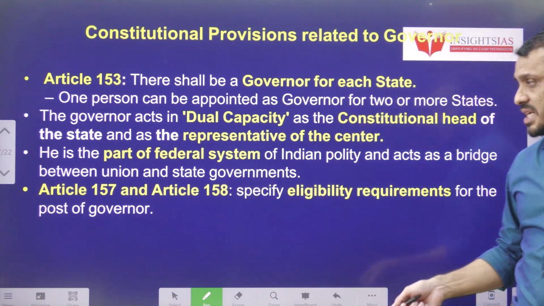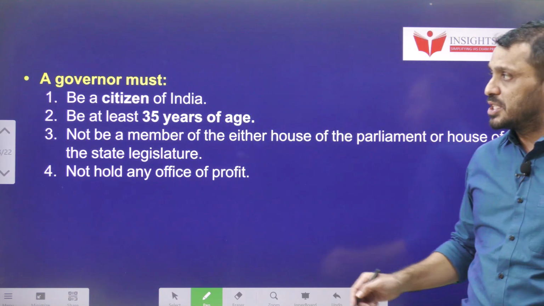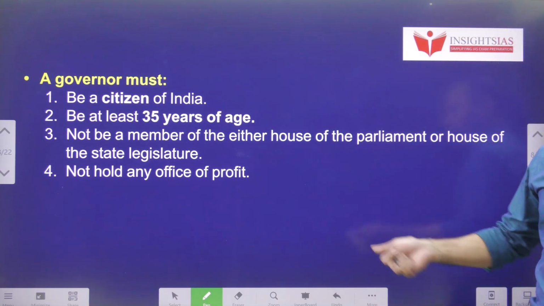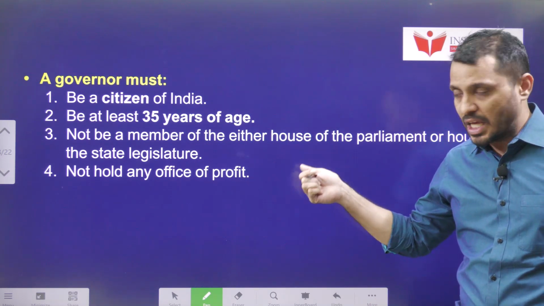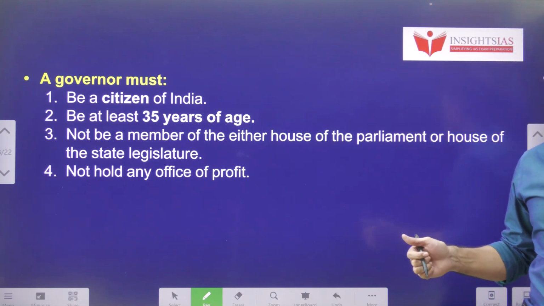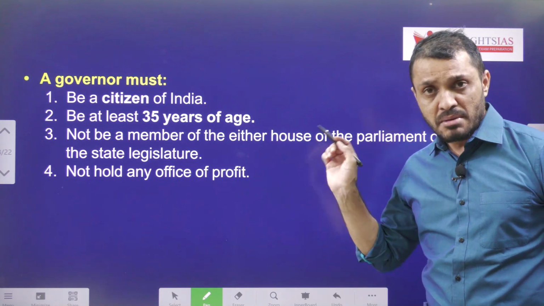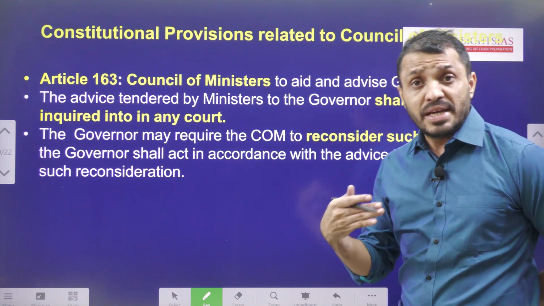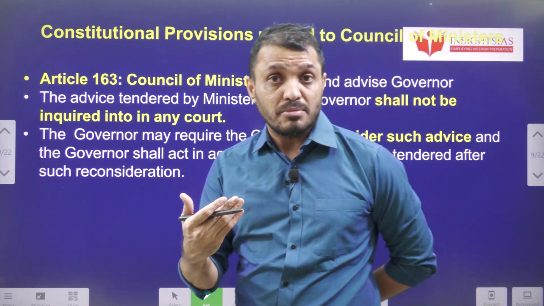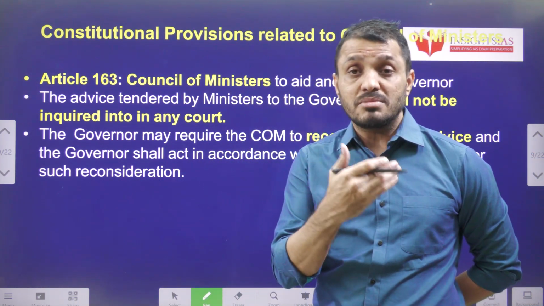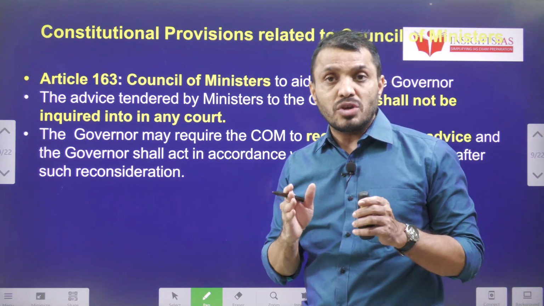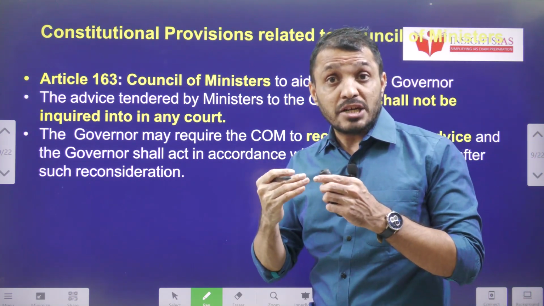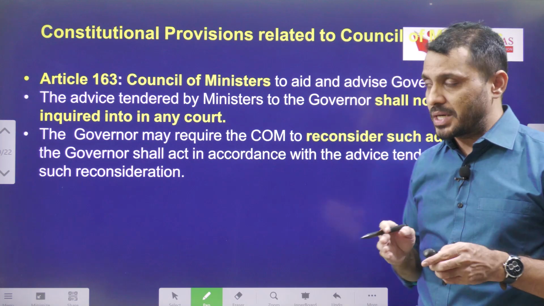Article 157 and Article 158 talk about the eligibility of a governor. These are the eligibility provisions related to governor: he should not have membership in any house, it may be the Parliament or the Assembly, and he should not hold any office of profit, must be a citizen of India, and the minimum age is 35 years. According to commission recommendations such as the Sarkaria Commission and Punchhi Commission, ideally the governor should not belong to that particular state, and should not be related to active political life. Those people can be appointed as governor.